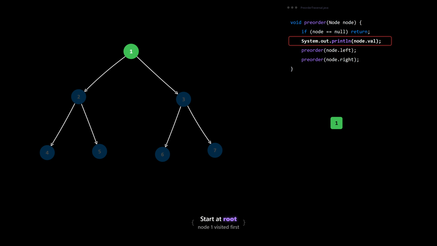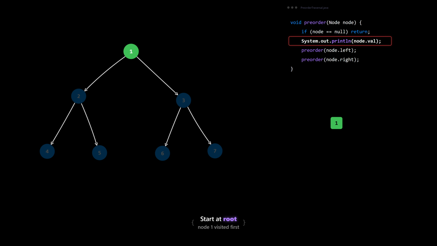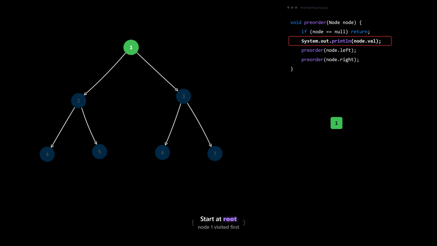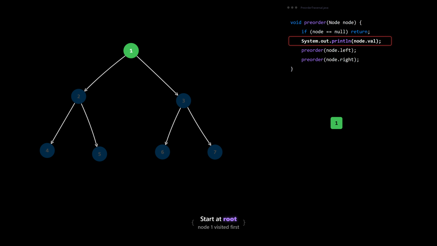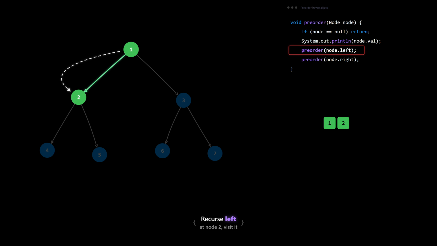We start at the root node and print it into the output immediately. Then we move to the left child. The right subtree waits, we'll touch it later. We are now at node 2. 2 goes into output. We recurse left again, heading toward node 4. The pattern is the same at every node. Print first, then go left.